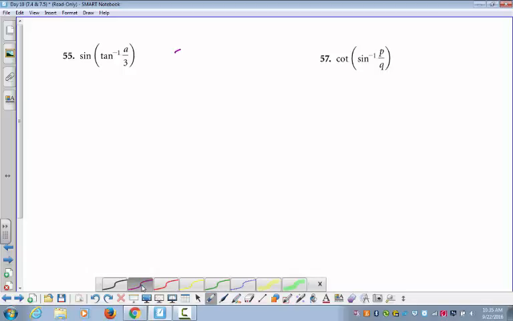Side note, though, so if this was sine of inverse sine of a over 3, what would the answer be? A over 3, exactly. So if those matched and the inverse was on the inside, general principle would allow us to just jump right to the answer. All right, so here, doesn't work.